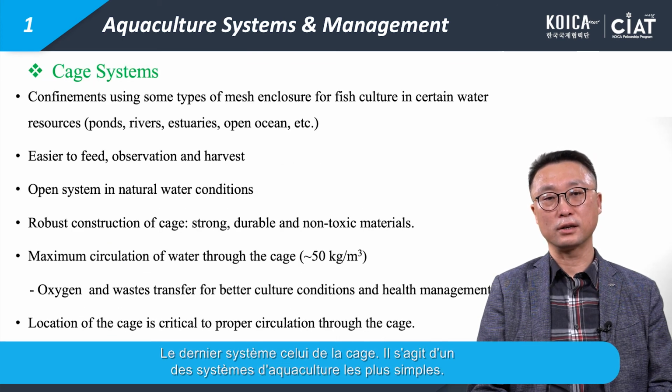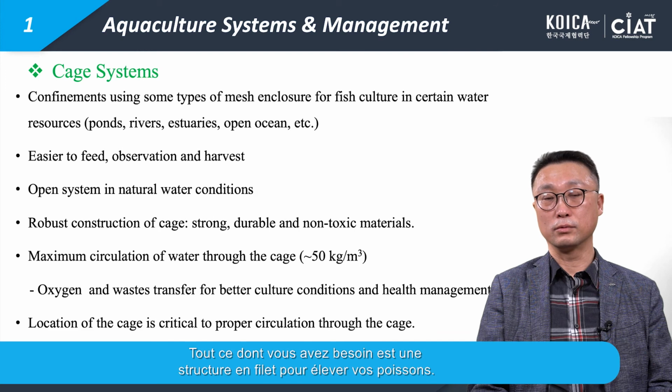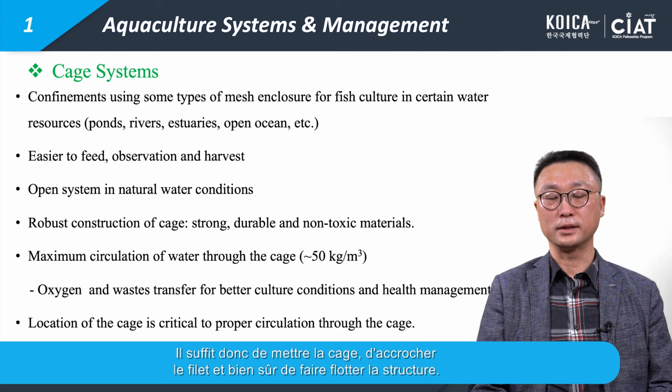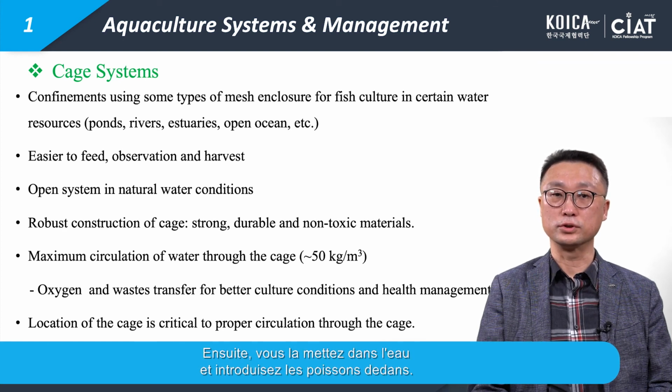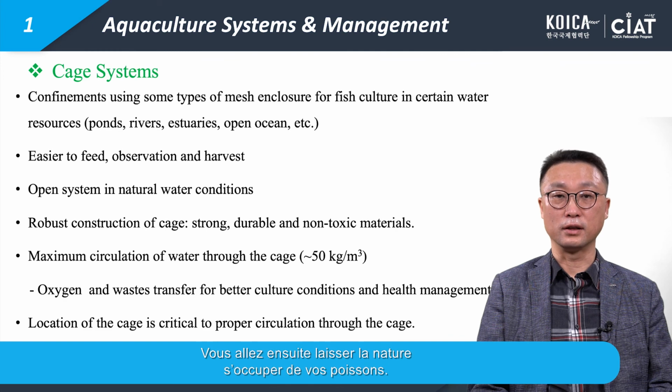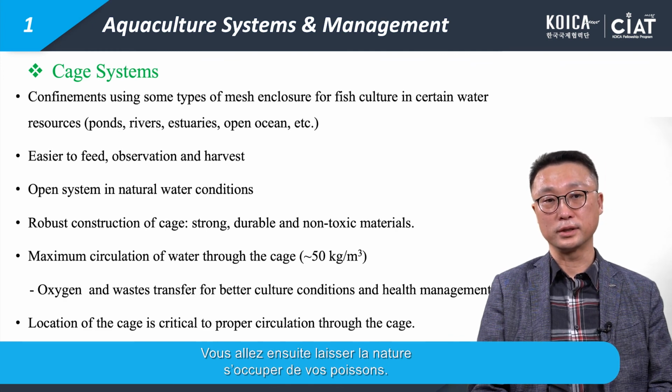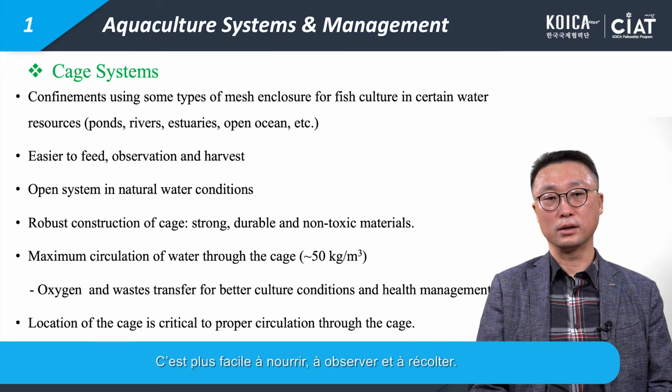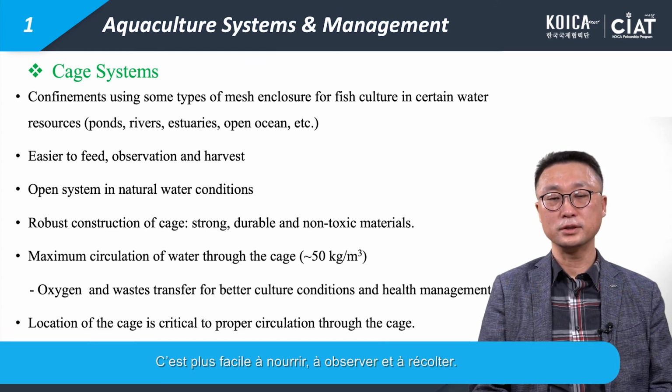The last one is the cage aquaculture system, which is one of the simplest aquaculture systems. What you need is just a structure to confine your fish. Usually it goes with a mesh enclosure. So you just put up the frame and then hang the nets, and of course you will have to make the cage float. Then put that structure into the water and put the fish in it, and you just rely on the natural carrying capacity. It is easier to feed, observe and harvest.